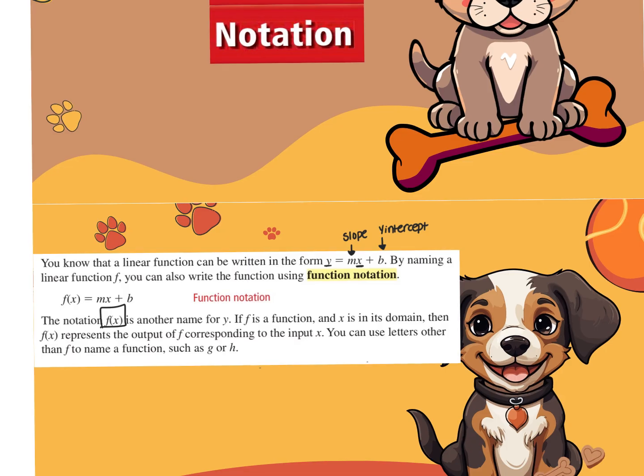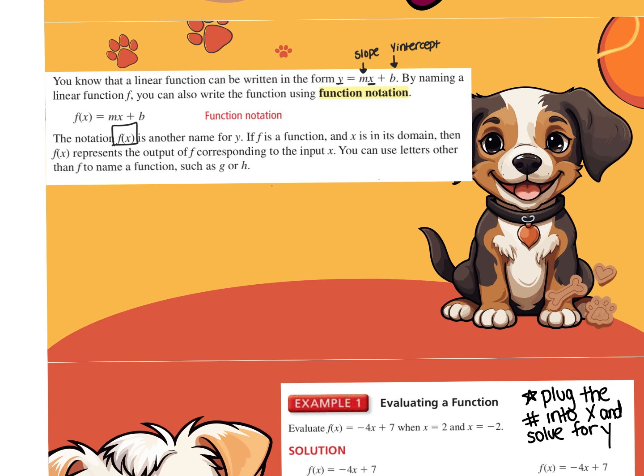Everybody, hold on one second. Everybody say this with me. It's not fx, it's f of x. If you see that, or g of x, or anything like that, you say f of x. Repeat that with me. F of x. Not fx, f of x, okay?